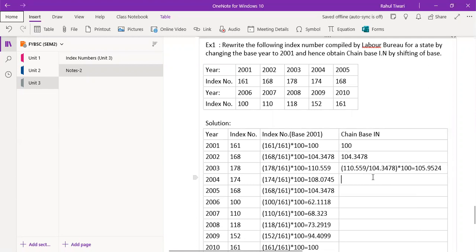Similarly, I'm just computing one more, then you can go ahead with that. 108.0745 divided by the previous year, 110.559 multiplied by 100, and so on. So you can just compute all of that.